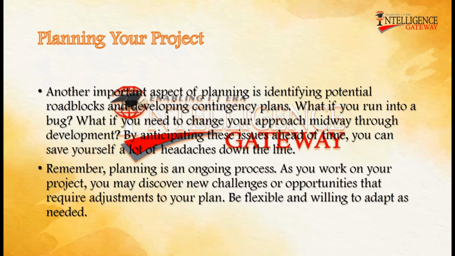Planning your project. Another important aspect of planning is identifying potential roadblocks and developing contingency plans. What if you run into a bug? What if you need to change your approach midway through development? By anticipating these issues ahead of time, you can save yourself a lot of headaches down the line. Remember, planning is an ongoing process. As you work on your project, you may discover new challenges or opportunities that require adjustments to your plan. Be flexible and willing to adapt as needed.